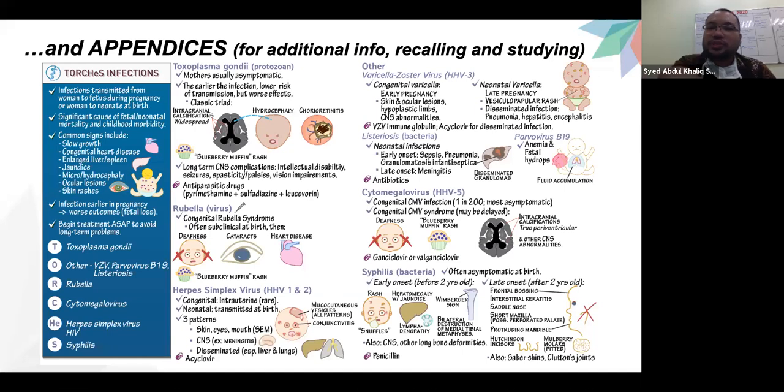Because for example, for CMV, you need to give ganciclovir or valganciclovir. Ganciclovir is very difficult to get. Not all hospitals have ganciclovir. Our hospital doesn't have ganciclovir. It's very difficult to treat. Toxoplasma also, the treatment for toxoplasma is difficult. It's not available in many hospitals.